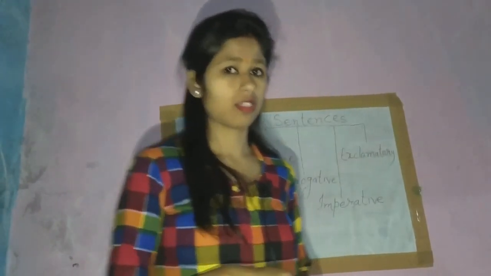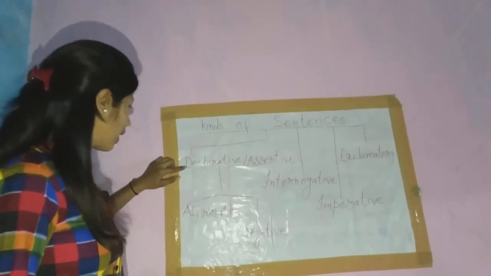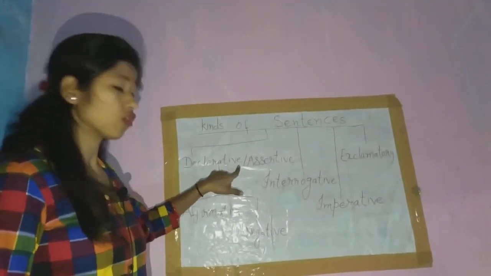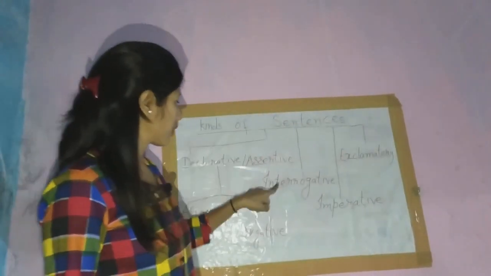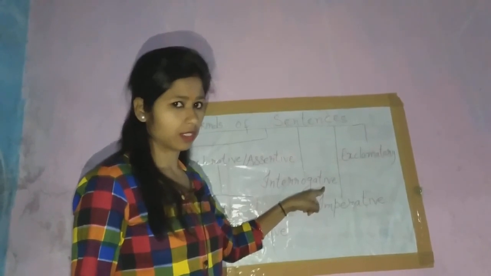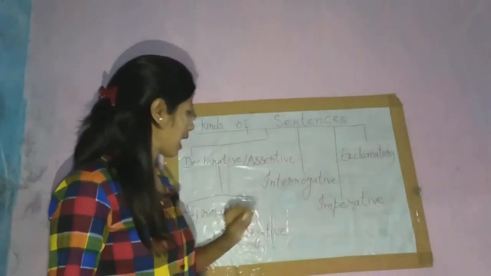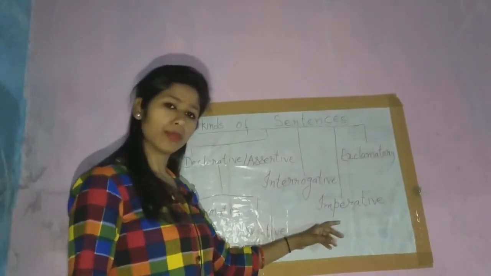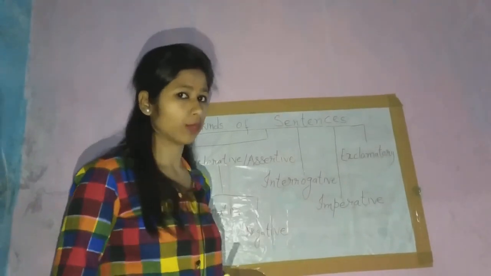If you have understood what a sentence is, then we can come to know what the different kinds of sentences are. So there are 4 different kinds of sentences. Number 1, declarative sentence or assertive sentence. Second is interrogative sentences. Third, exclamatory sentences. And the last one is imperative sentences. We will discuss each of them one by one.